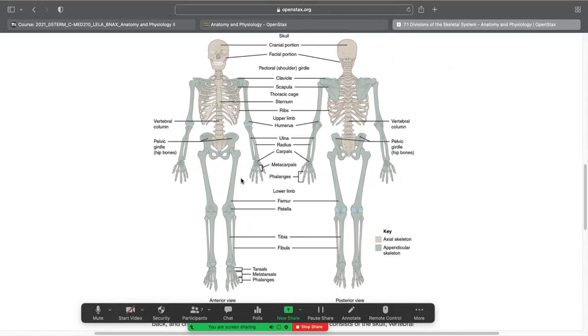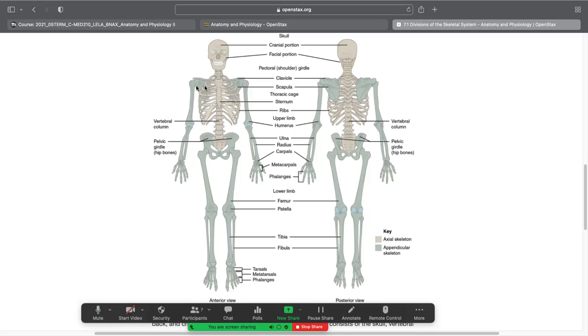Hint, hint. Okay. Now, this particular division, if you see all the ones here in kind of like this greenish gray, these are your appendicular skeletal system. So your hips and your legs and your shoulder and your arms down to your fingers. So let's do the upper extremity appendicular skeletal system first. It starts up here with your shoulder girdle.